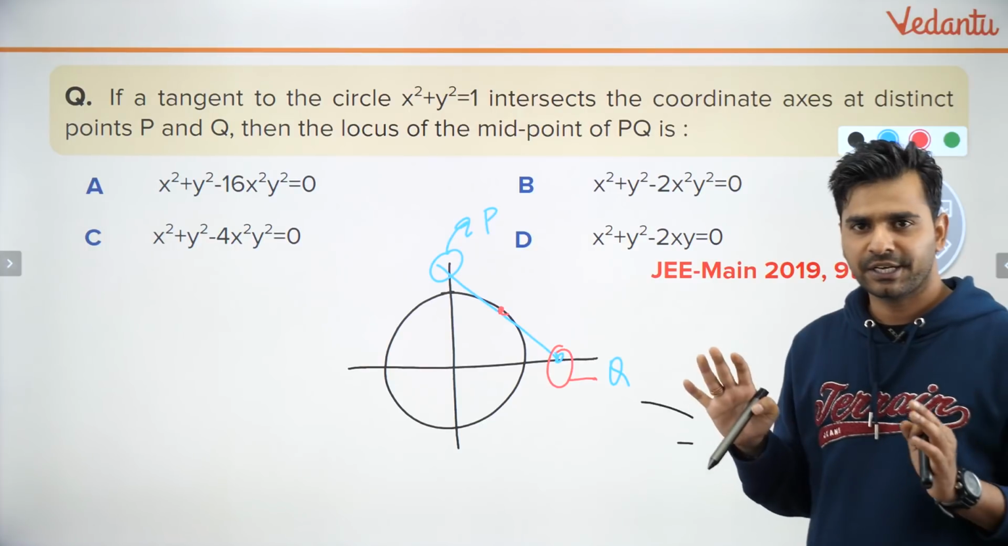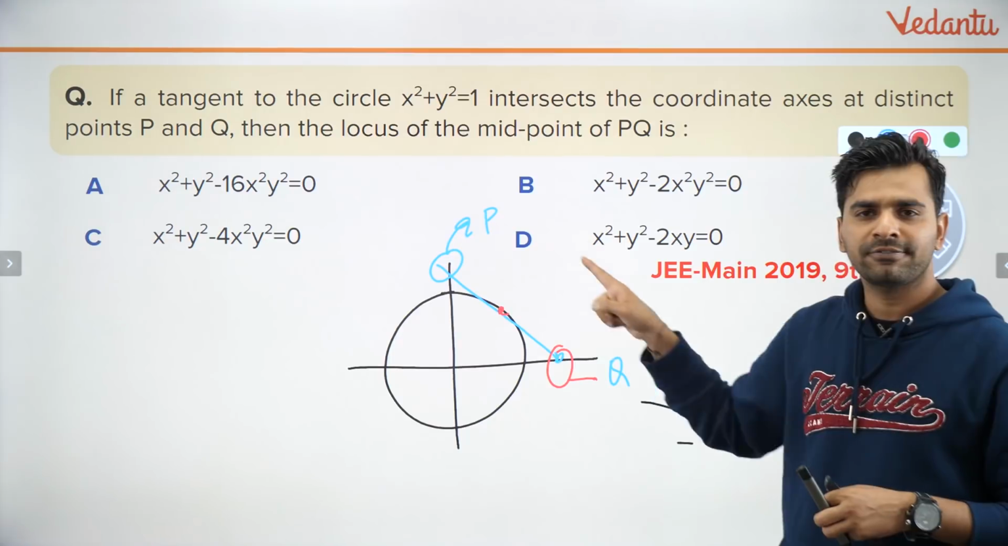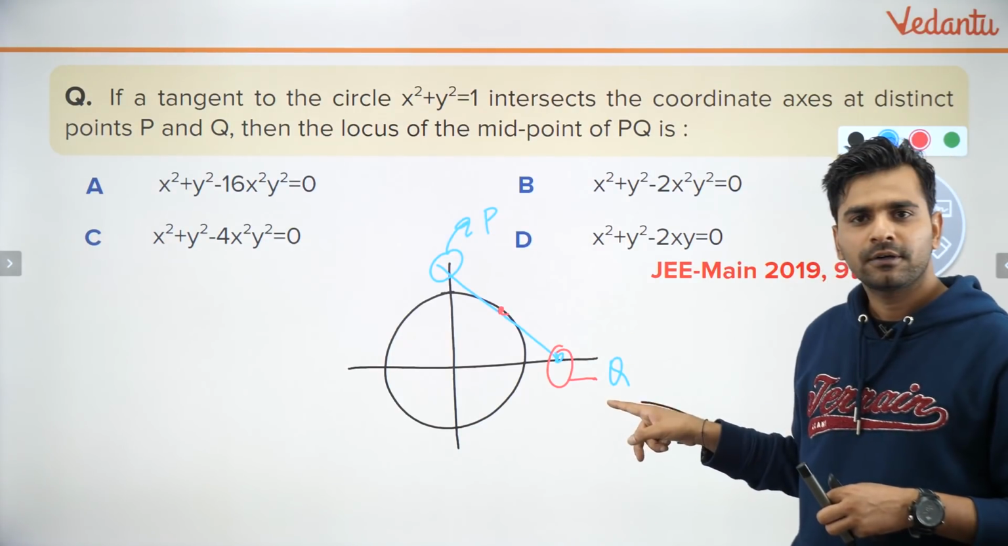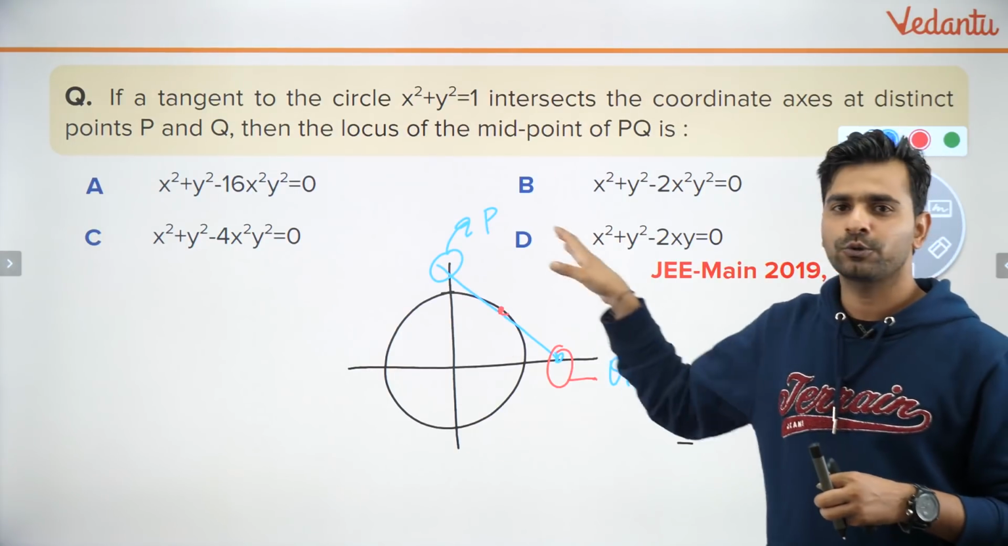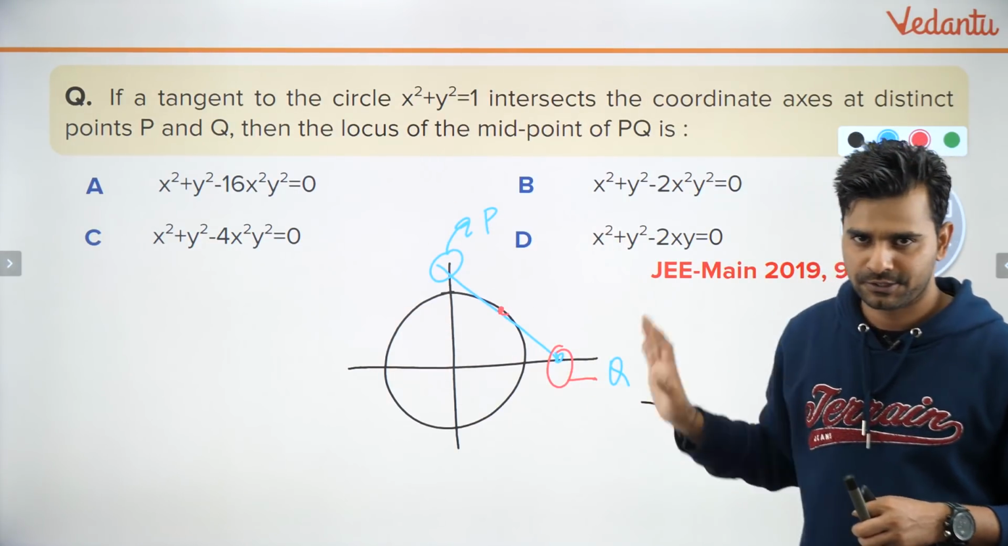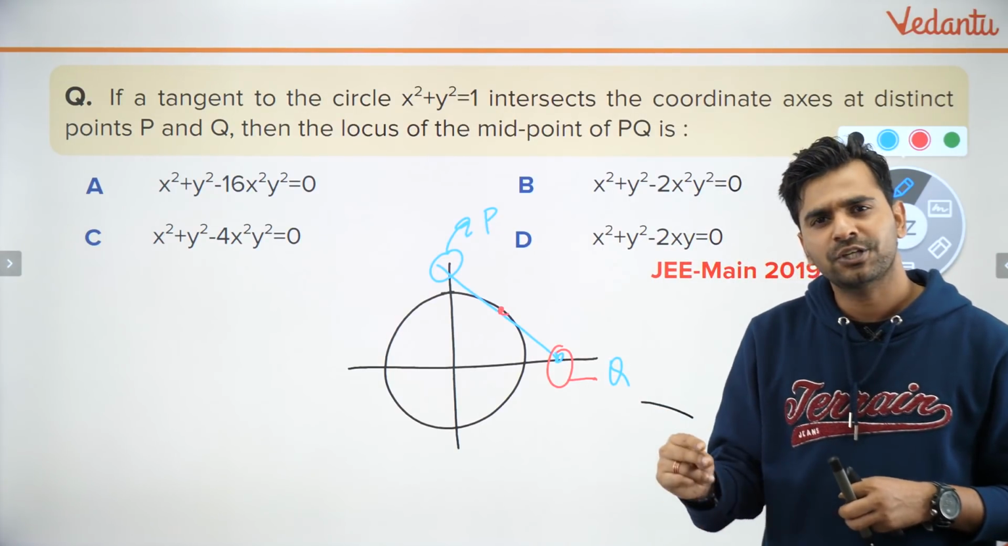Is the question clear to you all? We need to find out the locus of the midpoint of P and Q. P and Q are those points wherever the tangent onto this circle is meeting the coordinate axis. Right, yes. Now there is a subjective method, but we can solve this question orally.